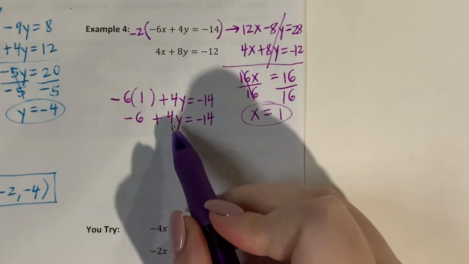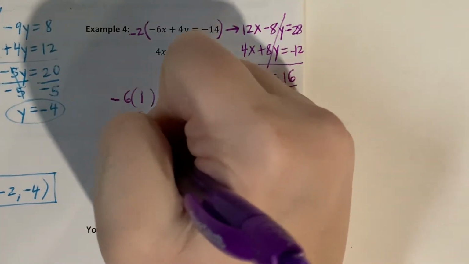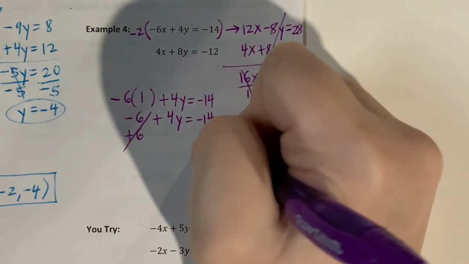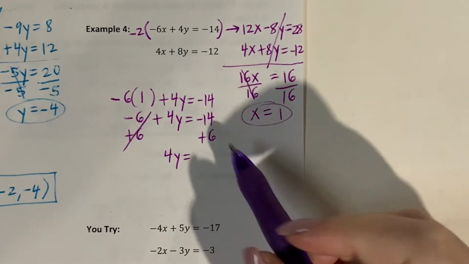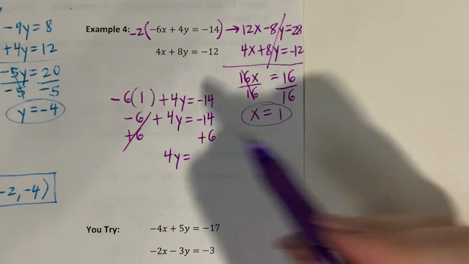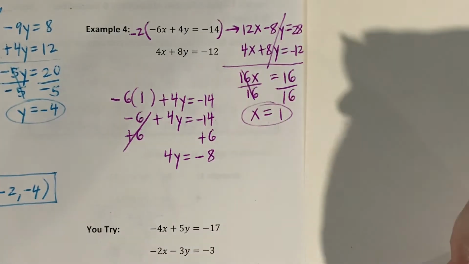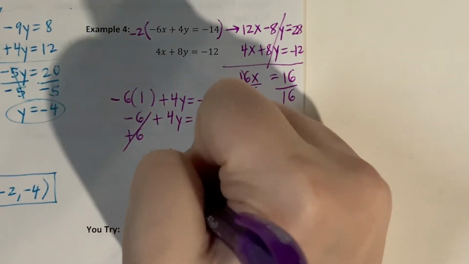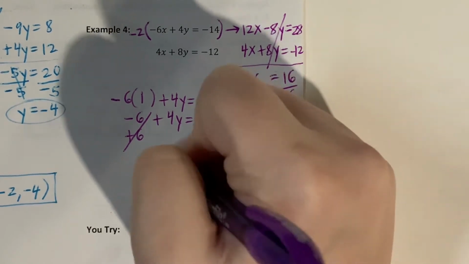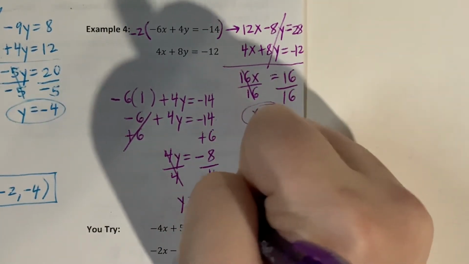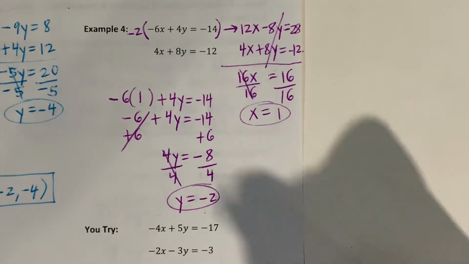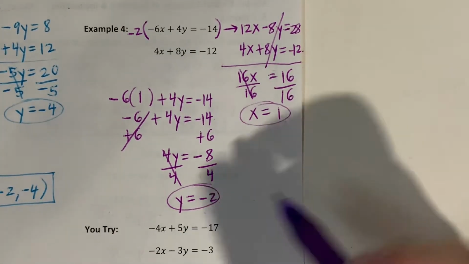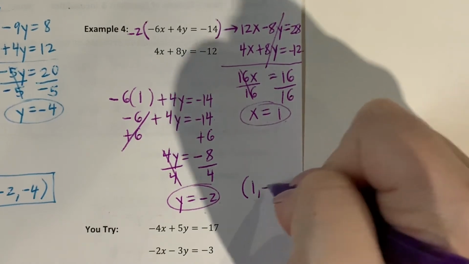Trying to get y by itself, I only have one variable here. I need to add 6 to both sides, and I'll get 4y equals -14 plus 6, which gives me a -8. My last step here, divide by 4, and I get y equals -2. So now I have both parts to my solution, x comma y, or 1 comma -2.